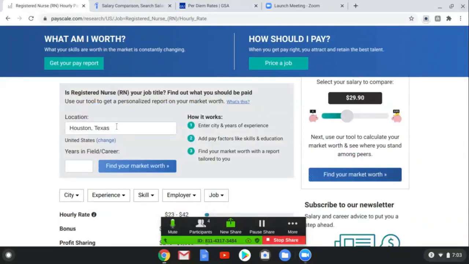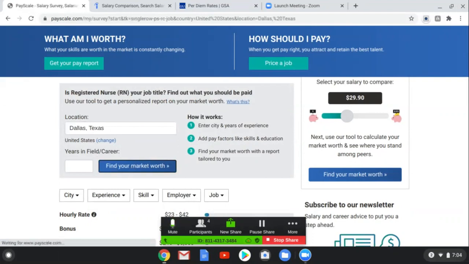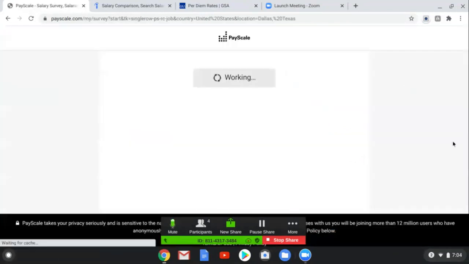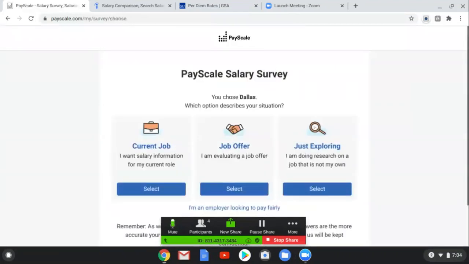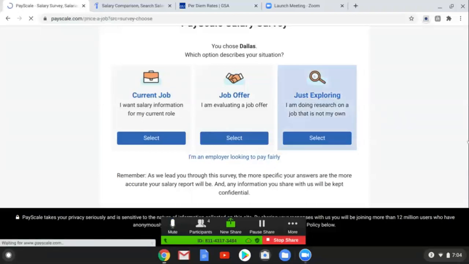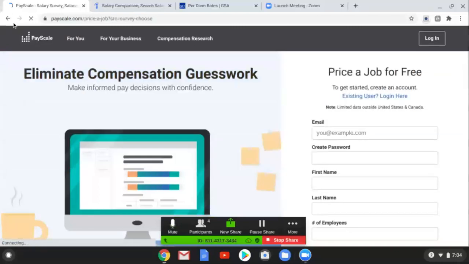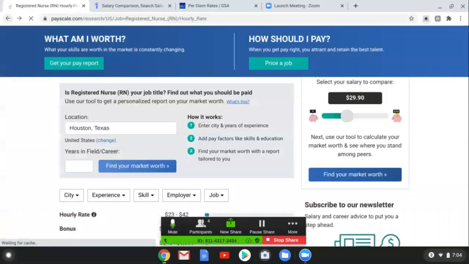We can change it to, let's do Dallas. I want to say Dallas is more. And as you spend more time dealing with pay and looking at different pay, you'll see more information about what's a fair pay or what a median pay area is. As nurses yourselves, you should already have an idea of it, but this is a great place to start.